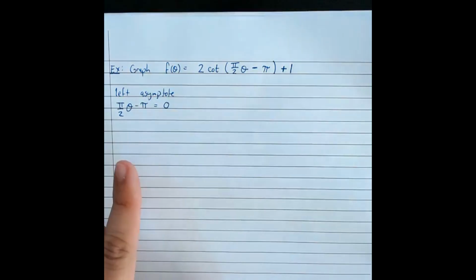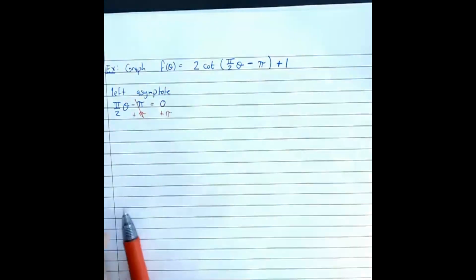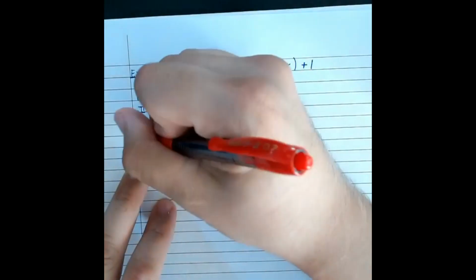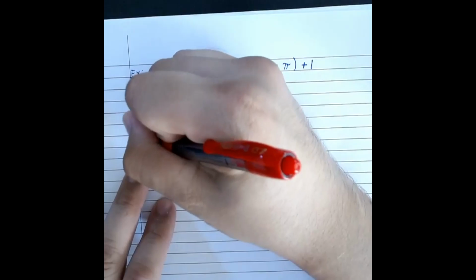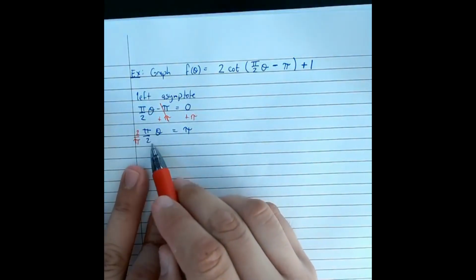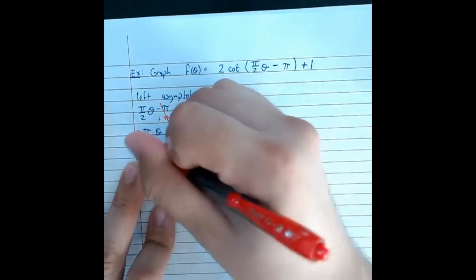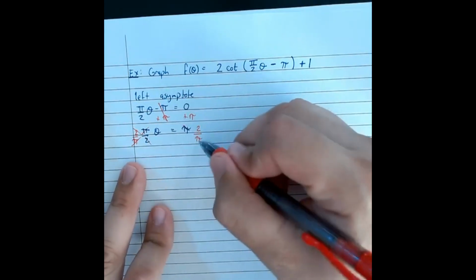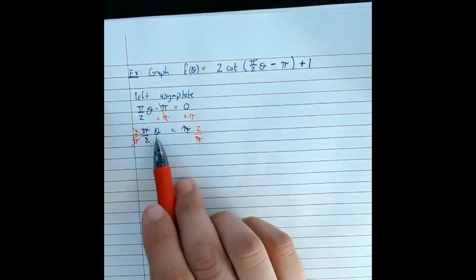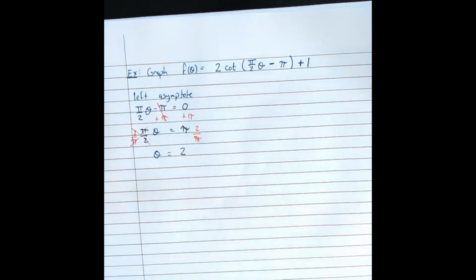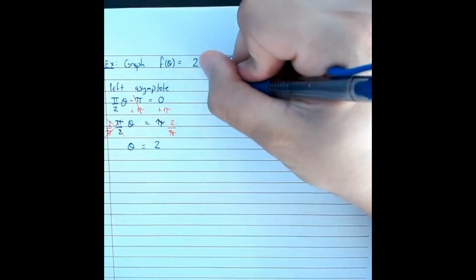And we can solve for theta here. Let's add pi to both sides. That goes away, and we're left with pi over 2 times theta is equal to pi. Now, we can go ahead and multiply both sides by 2 over pi. Multiplying by the reciprocal, the 2's will divide away, the pi's will divide away, leaving me just theta. And same thing over here, pi divides pi, and I'm left with a nice simple number. Theta is equal to 2. Just like that. We can now see what happens to our right asymptote.